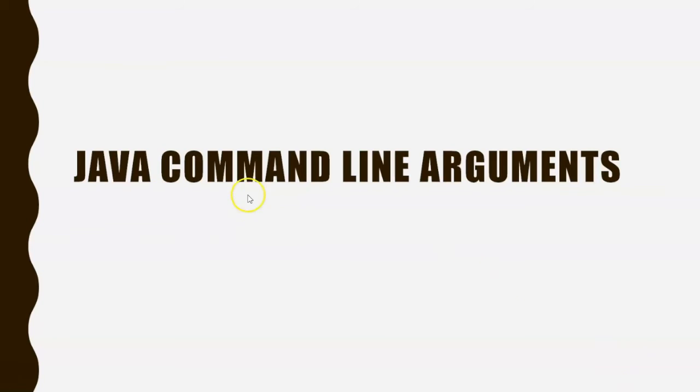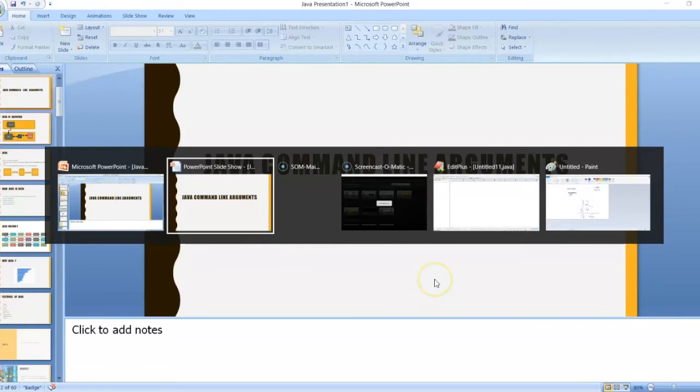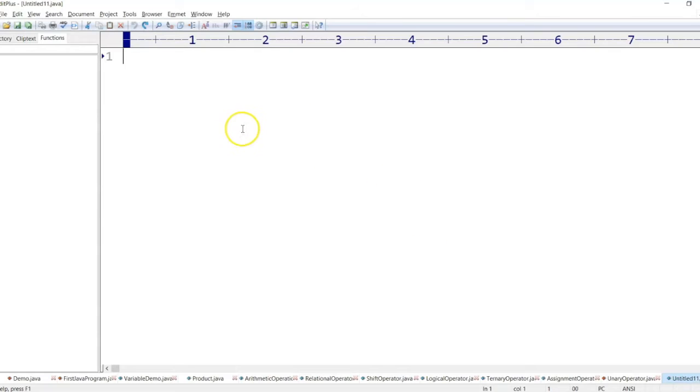Now let's understand Java command line arguments. In real time, we don't use this, but it is one of the concepts you might use when you are learning or in some examination. Basically, command line arguments are those where you send some values and then print them.